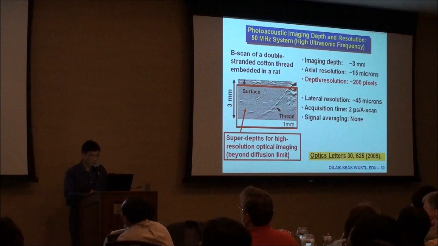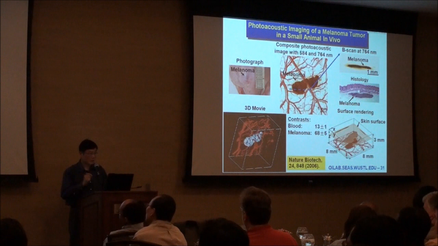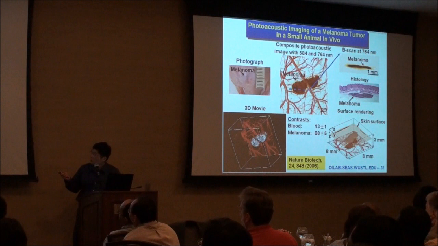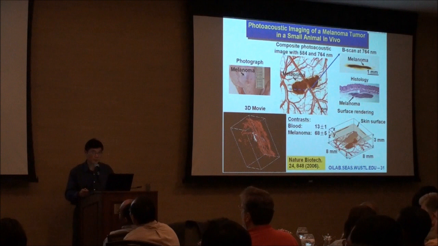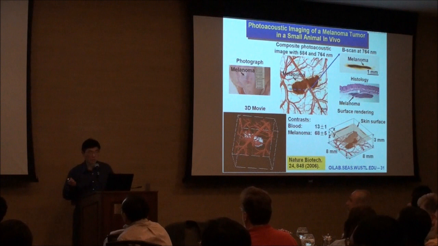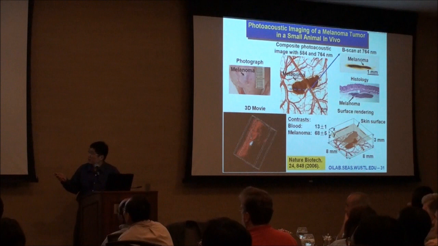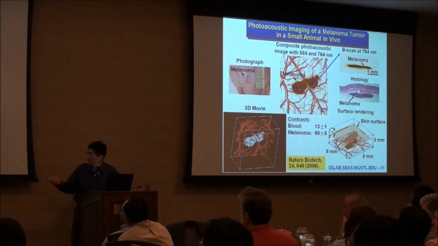We can also image melanoma because the melanin concentration is high in most melanoma. And we can also image non-invasively the surrounding blood vessel network due to the intrinsic hemoglobin. So we're not injecting anything. Most likely, if you were to use X-ray CT to image blood vessels, you've got to inject iodine-based contrast. Okay. So this is a composite image showing you both blood and melanoma. And if you look at the contrast, see how high they are.